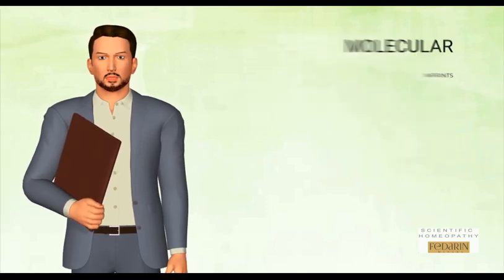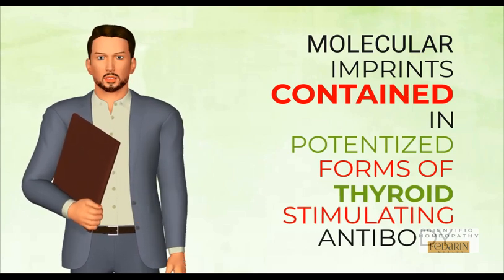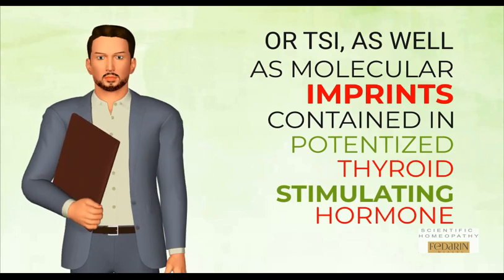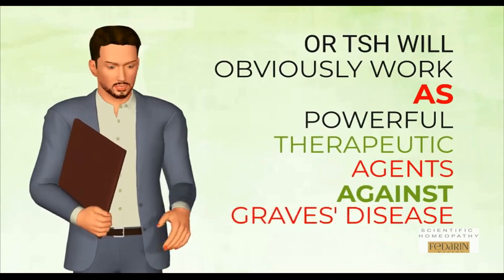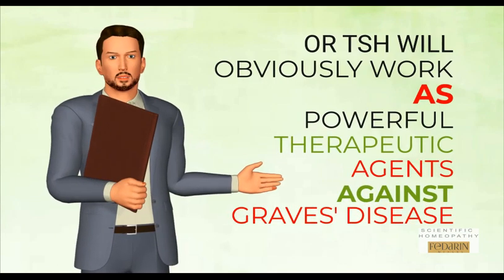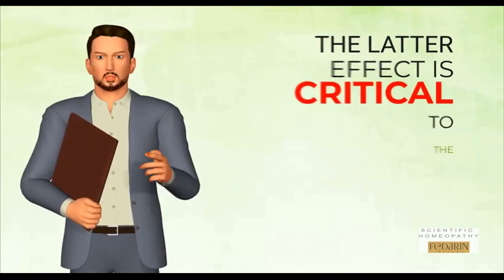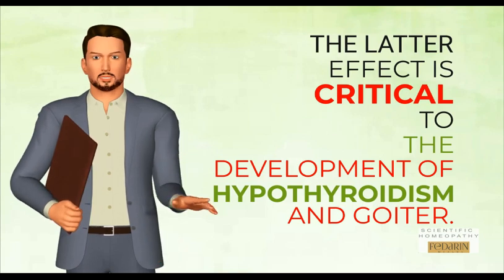Molecular imprints of pituitary extract and TSH should be part of MIT prescriptions for various thyroid diseases. Molecular imprints contained in potentized forms of thyroid-stimulating antibody or TSI, as well as molecular imprints contained in potentized thyroid-stimulating hormone or TSH, will obviously work as powerful therapeutic agents against Graves' disease and Hashimoto's thyroiditis. The latter effect is critical to the development of hypothyroidism and goiter.